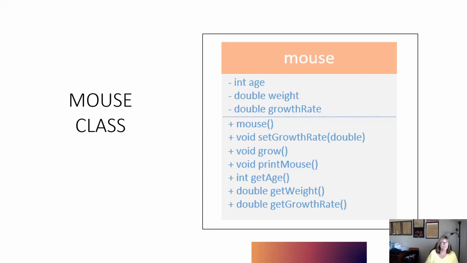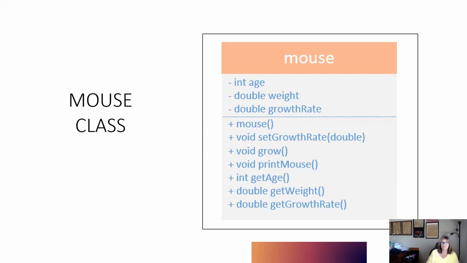So how about if we put some of this into practice? We're going to create a new mouse class. Here's an example of a UML diagram for my mouse class. It's going to have three member variables, and it's going to have some member functions. I see that there is a constructor in there. There's actually some other functions, and then it looks like we have a couple of getters.